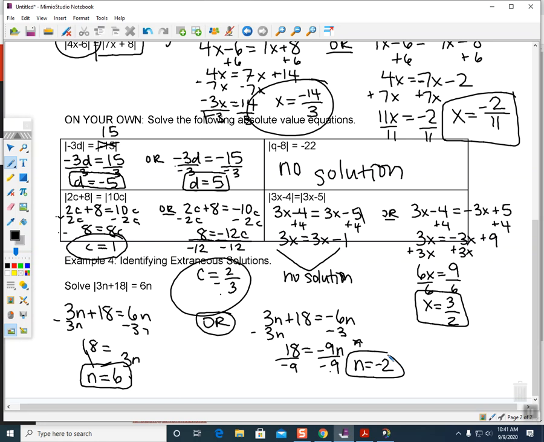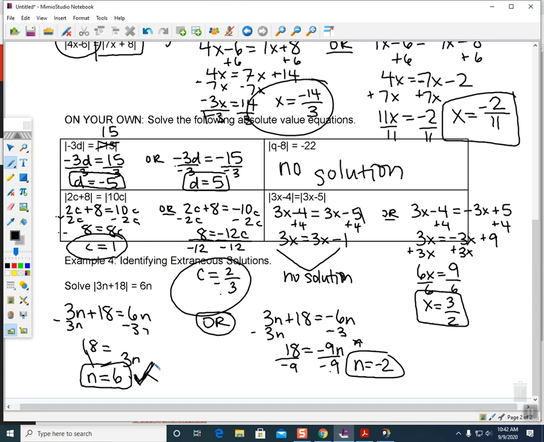So let's start with 6. 6 times 3 is 18, right? 18 plus 18 is 36. The absolute value of 36 is 36. 6 times 6 is 36. 6 checks out. 6 is good.